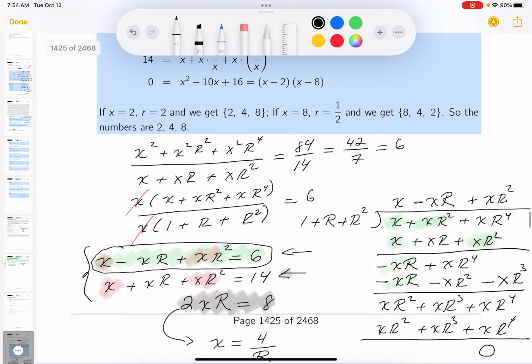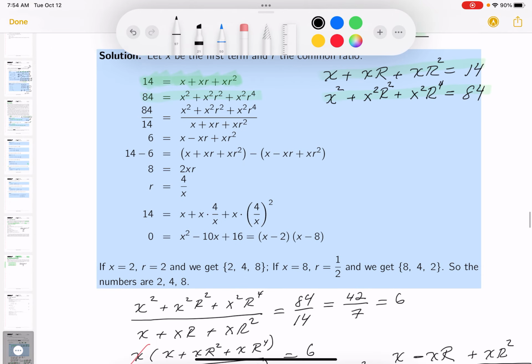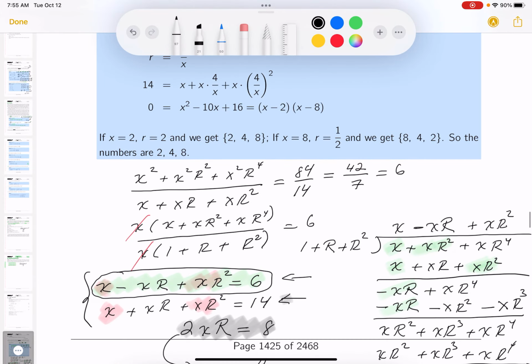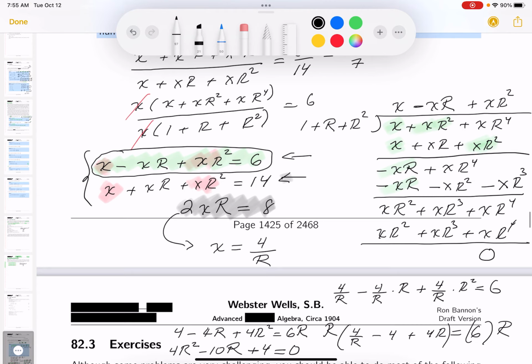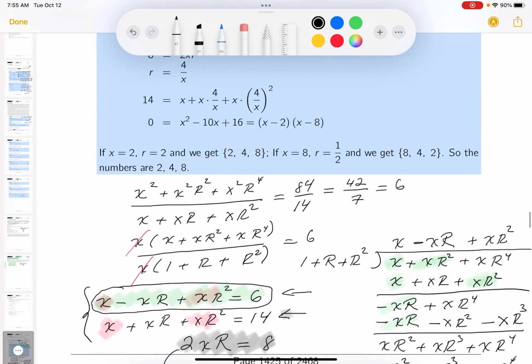Let me go back up here. I'll write this down. Now I know r is 2 or r is a half. Now, I'm not out of the woods yet. So what I want to do is see if I can figure out x then. And what's x? x would be 4 over r.